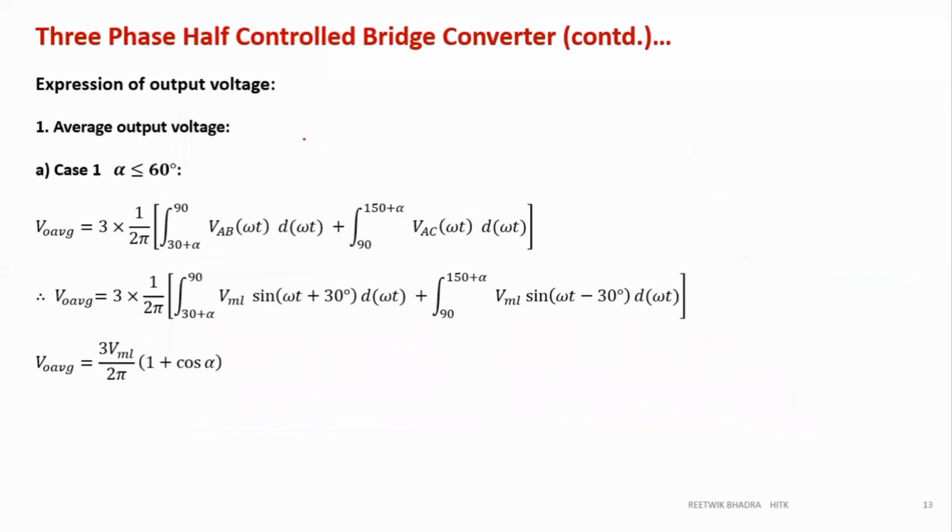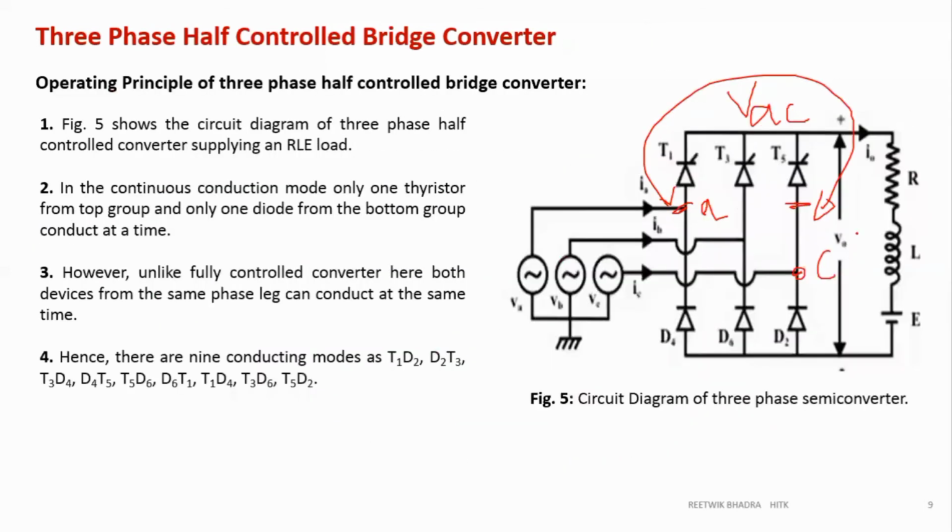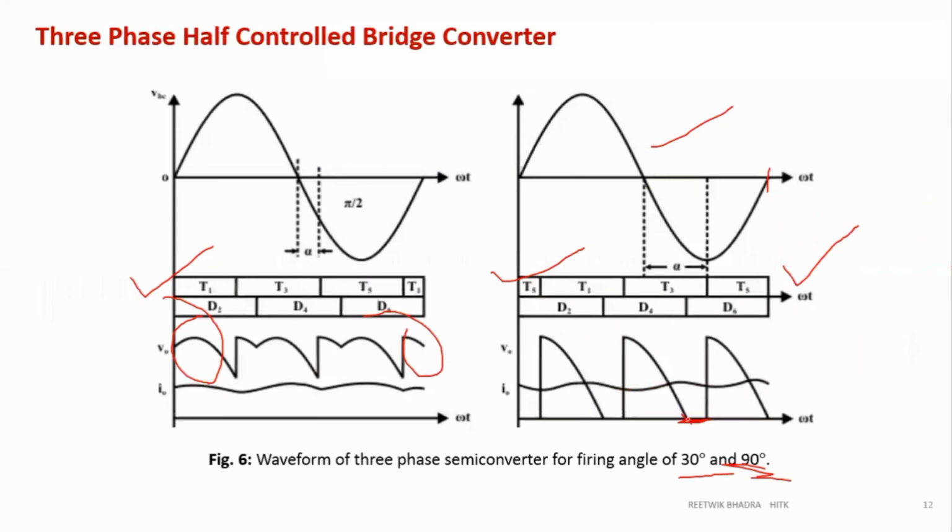This part also you can look into books, but I'll give you a small explanation over here. See, alpha equal to 30 and at 90, this part becomes 0, because there is freewheeling action. Even though you are taking an RLE load and using a semi-converter, it will have an internal freewheeling action. So we will have a non-negative part, so the negative part becomes 0. You know, below 60 degree it is continuous. Above 60 degree it becomes discontinuous, that is, it has a negative portion. So 90 degree gives discontinuous, and 30 degree gives continuous.